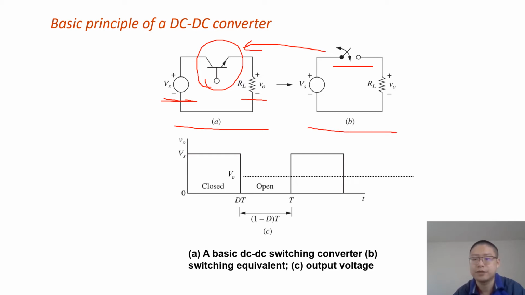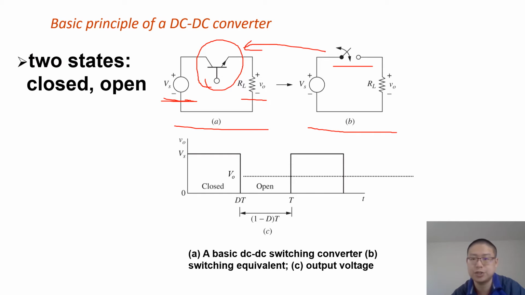The electronic switch has two states, that is, when the switch is closed and when the switch is open. So for power electronic circuit analysis, we need to discuss two scenarios, when the switch is open and when the switch is closed. First, let's take a look at the scenario when the switch is closed.